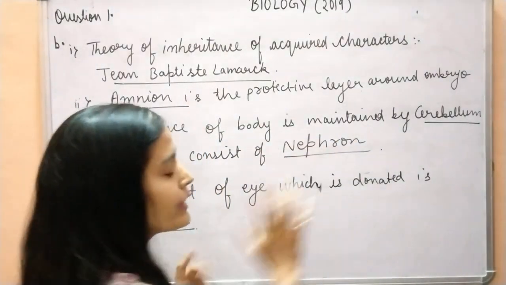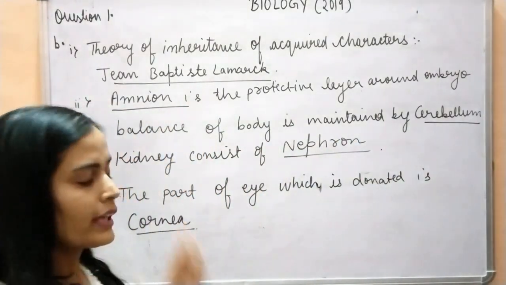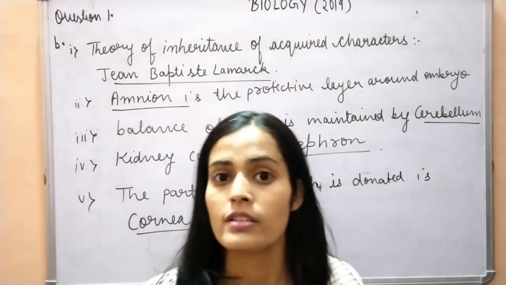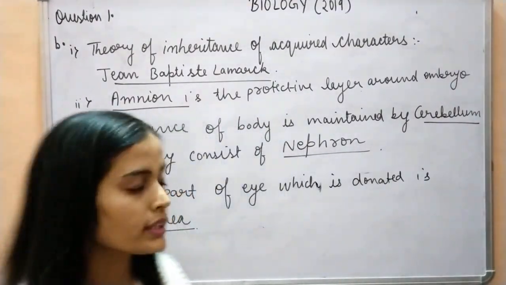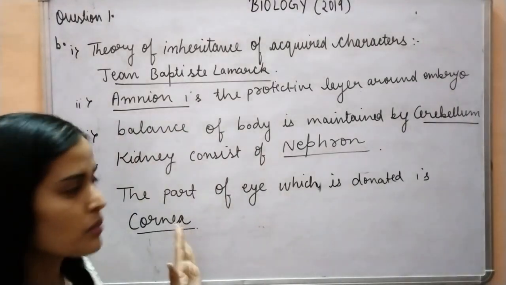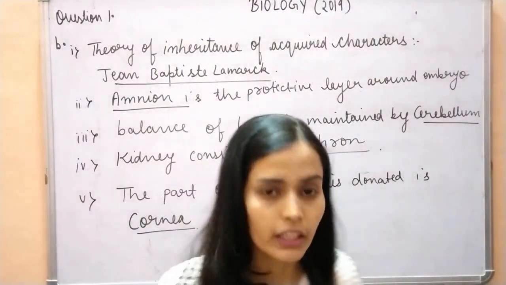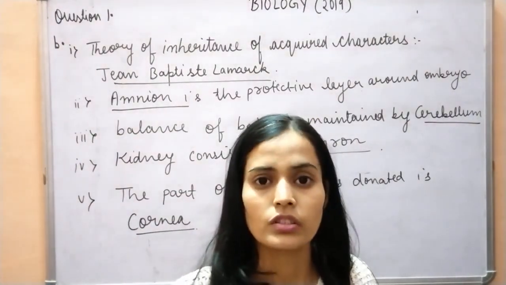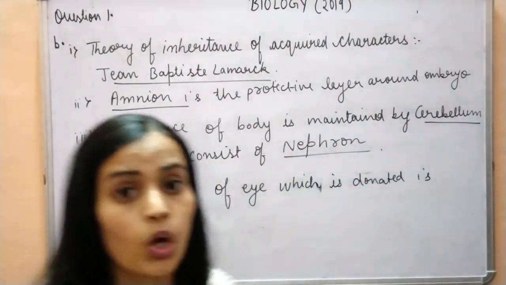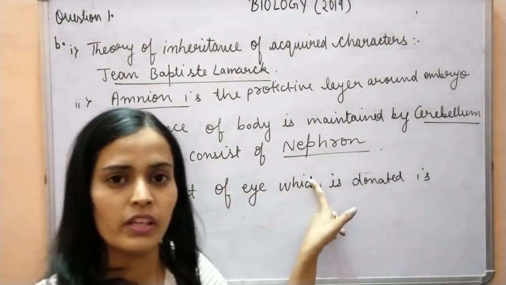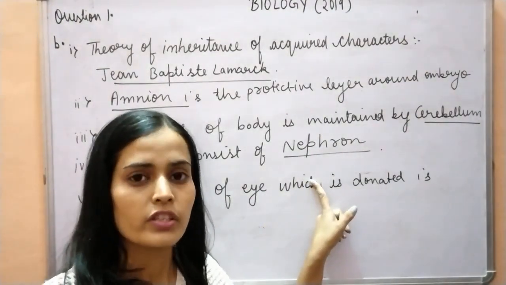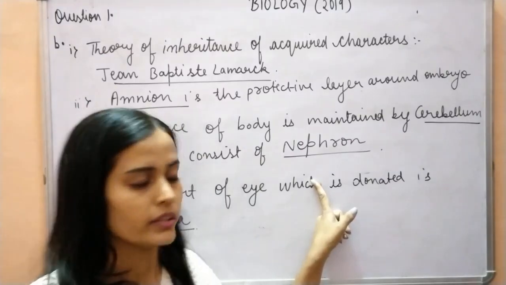Next is kidney consists of nephron. Here they have given neuron. But as you all are aware, neuron is the structural and functional unit of your nervous system, not the kidney or the excretory system. This question may have come in a way कि what is the structural and functional unit of kidney or excretory system? That will be the nephron. Nephron is why? Because it filters out the blood and it filters out waste from the blood, right?